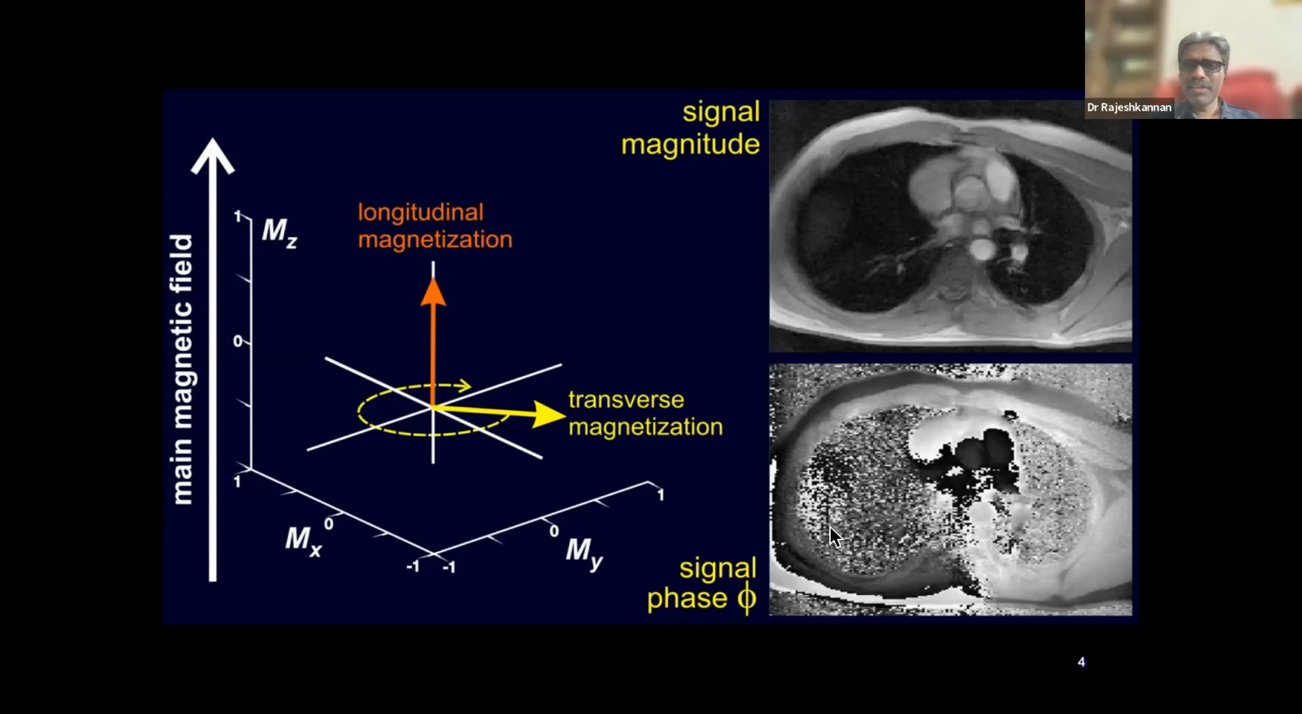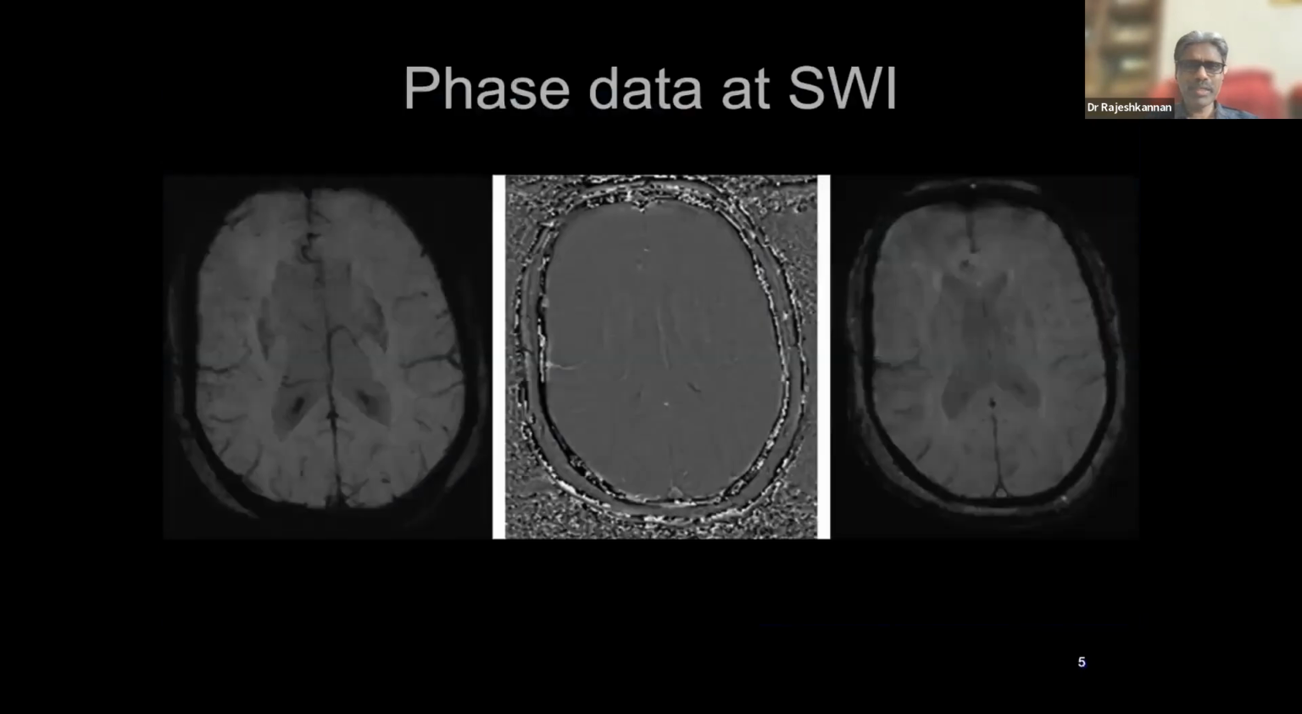But generally we don't use that phase information. Even though the phase information is available, it doesn't have much clinical use, so that data will be discarded, and only the anatomical images are produced at the end of each pulse sequence. But if you look at it, this phase data is used in different imaging modalities.